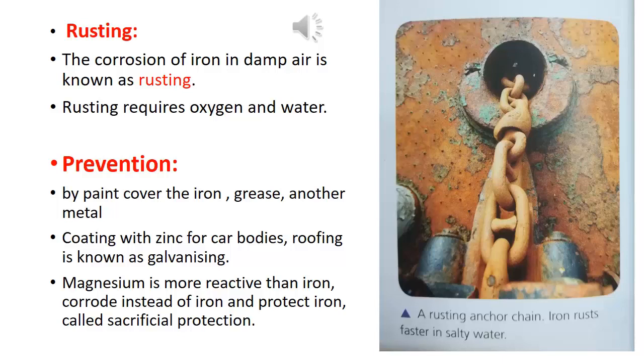And magnesium is a metal which is more reactive than iron. So when the magnesium is placed on the iron, what happens? The magnesium will corrode first, which protects the iron. So magnesium is called sacrificial protection because it sacrifices itself to protect iron. So these are all the preventive methods to protect iron from rusting.